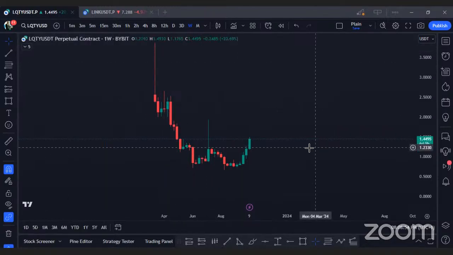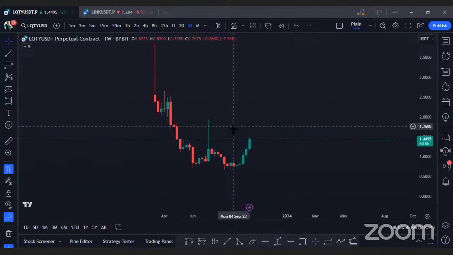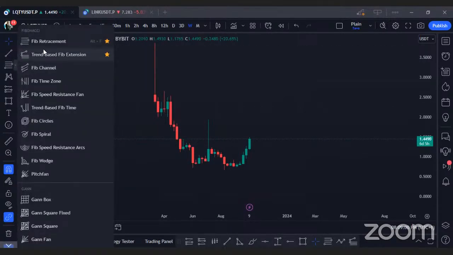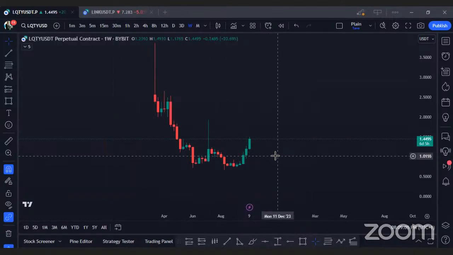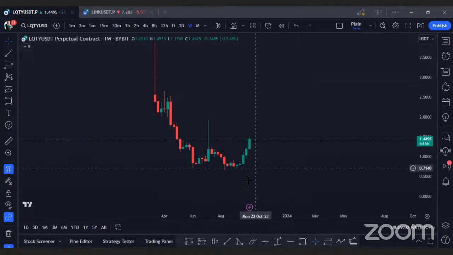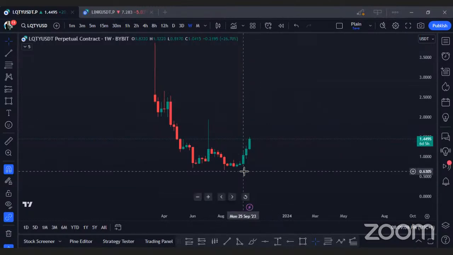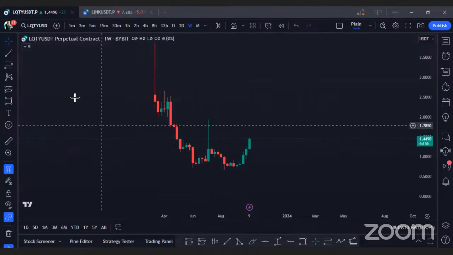So since I didn't spot any level here, to me the trend-based Fib extension tool would have been the best tool to use to start spotting levels where I would have entered either a short or a long trade for this particular token.